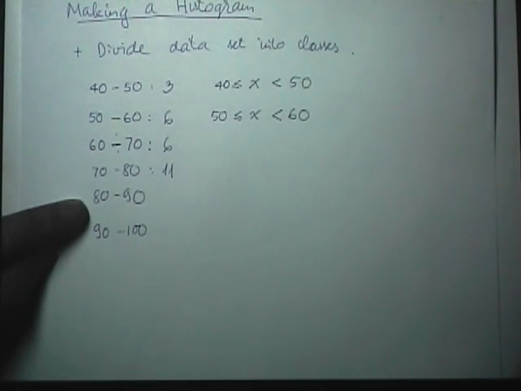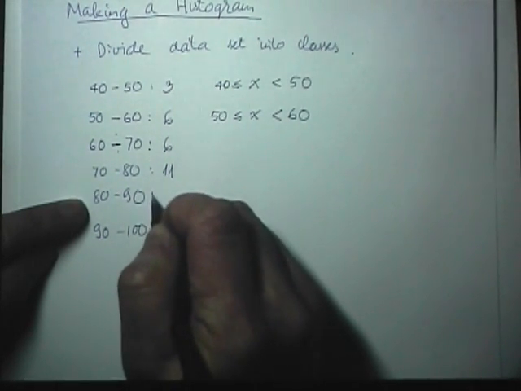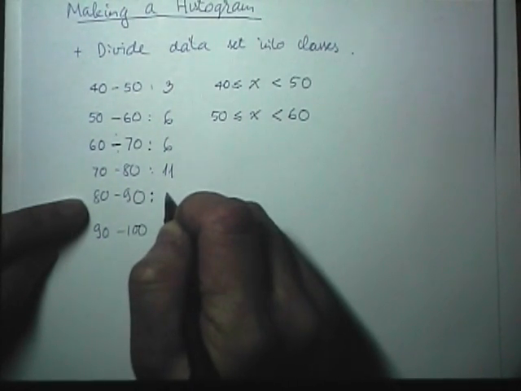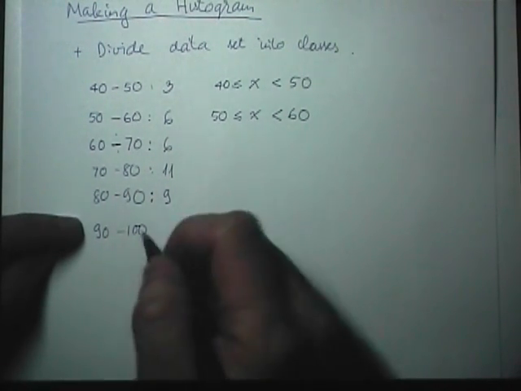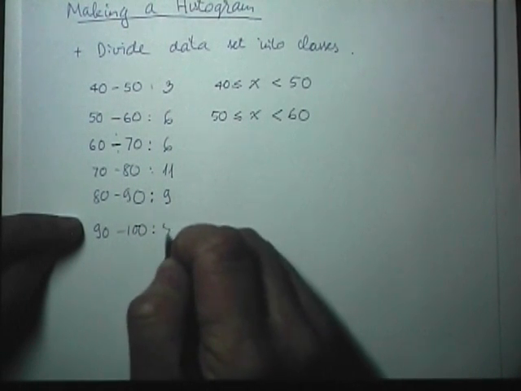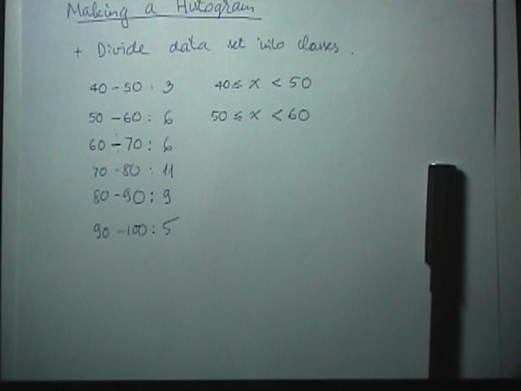We got 2, 4, 6, 8, 9. So it's still a big class, but somehow smaller than just the preceding class, right? And then in the last class right here, in between 90 and 100, let's see what we have. 2, 4, and 5. So I got 5 data values that fall into the last class right there. Okay, so I hope you have counted together with me.